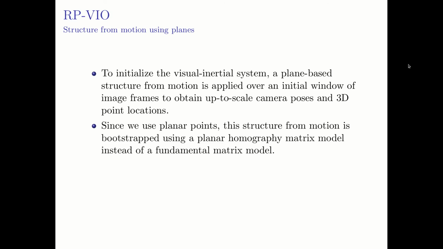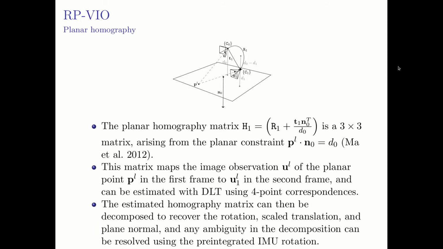To initialize the state of our visual inertial system, we apply a plane-based structure from motion over an initial window of image frames to obtain up-to-scale camera poses and 3D point locations. Since we use planar points, we rely on a planar homography matrix model for the initialization instead of a fundamental matrix model. To briefly review the planar homography matrix, consider the following figure. It consists of two cameras at C0 and C1 observing a point P belonging to a plane. The plane is defined by the plane normal N0 and plane distance D0.